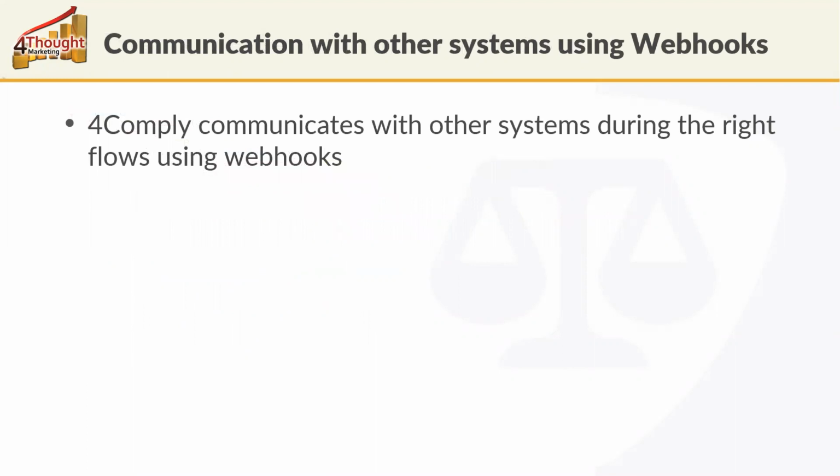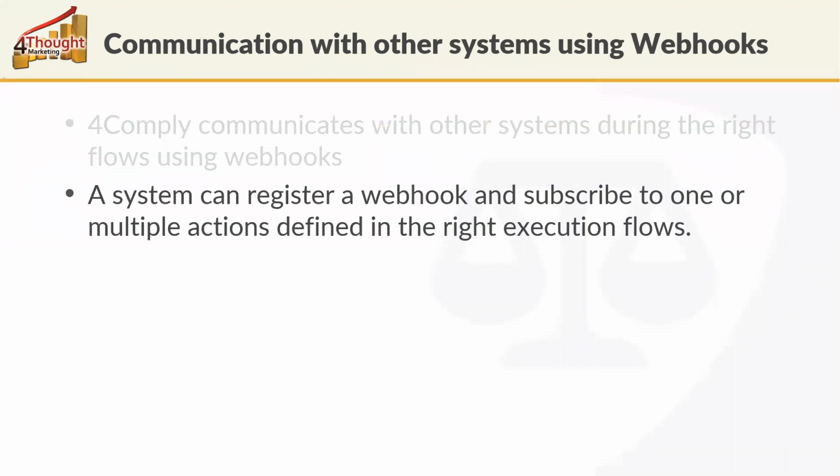Okay, so what happens when 4Comply receives that information? Basically, in the configuration you can specify which systems you are going to have connected and specify webhooks that will get triggered in particular scenarios or on specific events. A system can be subscribed, and you can have a single webhook to receive all the requests from 4Comply, or multiple webhooks per system. Your systems will be subscribed to receive notifications whenever there's a new request.